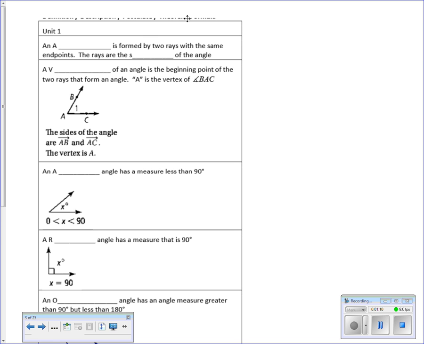All right, so first up, an angle. An angle is basically two rays that start at the same endpoint, right? So, I'm just going to draw it over here. I'm not suggesting you do that. Here's two rays. They have the same endpoint. They form an angle. Those two rays are called sides of the angle.